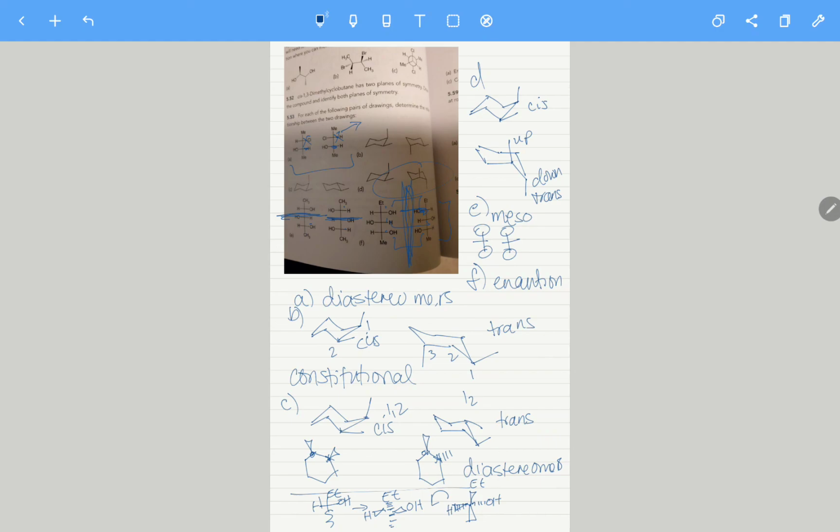If I were to try to rotate the second one on top of the other one, the wedges and dashes would actually change. It's a tricky question because people think, oh, if I just flip it, it would look the same. But no, you have to remember that there are wedges and dashes on there.